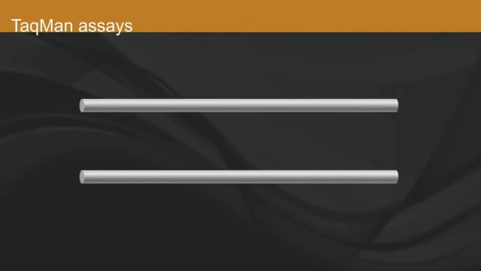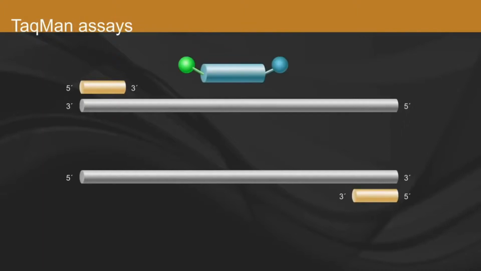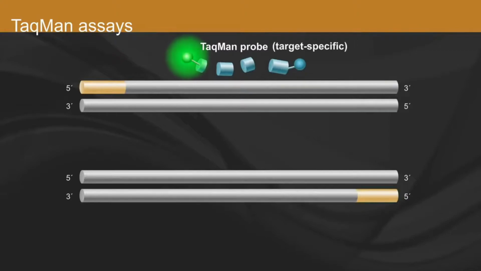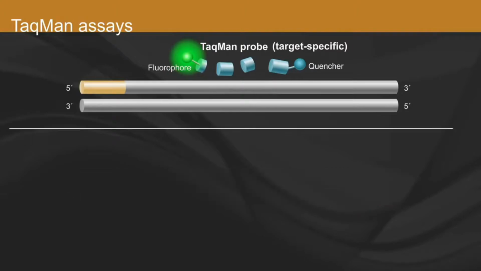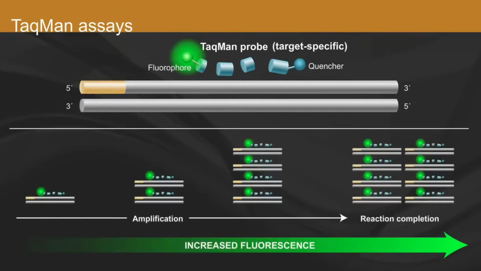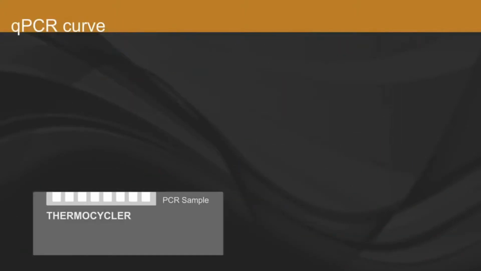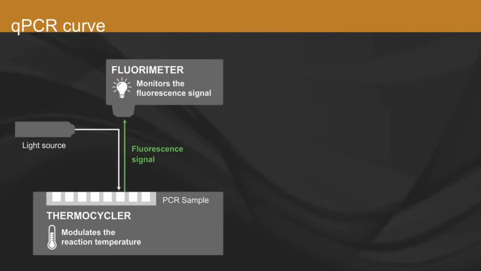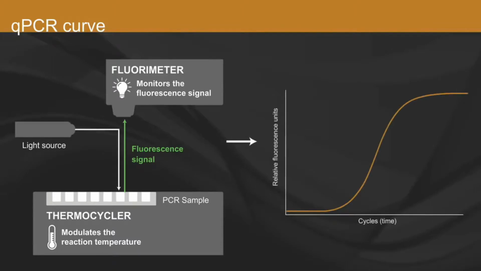The most common probe-based assay is a 5' nuclease assay, known as TaqMan. In TaqMan assays, the 5' flap endonuclease domain of Taq DNA polymerase cleaves a target-specific probe, separating a fluorophore on the 5' end from a quencher on the 3' end, resulting in an amplification-dependent increase in fluorescence. A thermocycler, coupled with a fluorimeter, modulates the reaction temperature during DNA amplification, while also monitoring the fluorescent signal at each PCR cycle, generating a real-time qPCR curve.